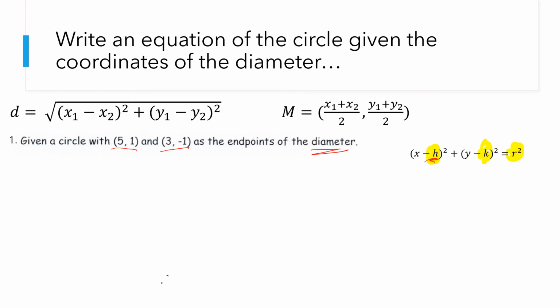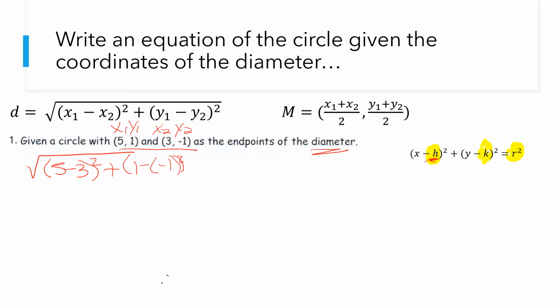So we'll start with figuring out the length of the diameter first. So it's going to be the square root. Again, I guess I should have labeled it. This is x1, y1. This is x2, y2. And again, I'm going to start with the distance. So since I'm starting with distance, I'm going to plug it straight into the formula. It's right up top there. So it's going to be the square root of 5 minus 3 squared plus 1 minus a negative 1 squared.